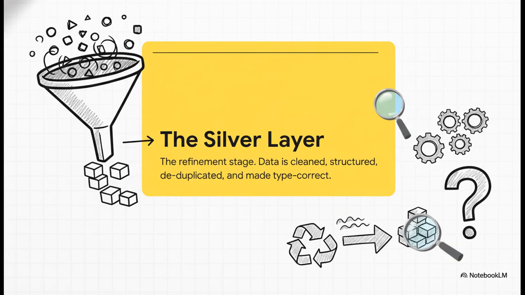Next up, the data moves to the silver layer. Now this is where the magic really starts to happen. We validate the data, we clean it up, get rid of duplicates, and we shape everything into a consistent, reliable structure. It's right here, at this point, that the data becomes truly queryable and trustworthy for the very first time.